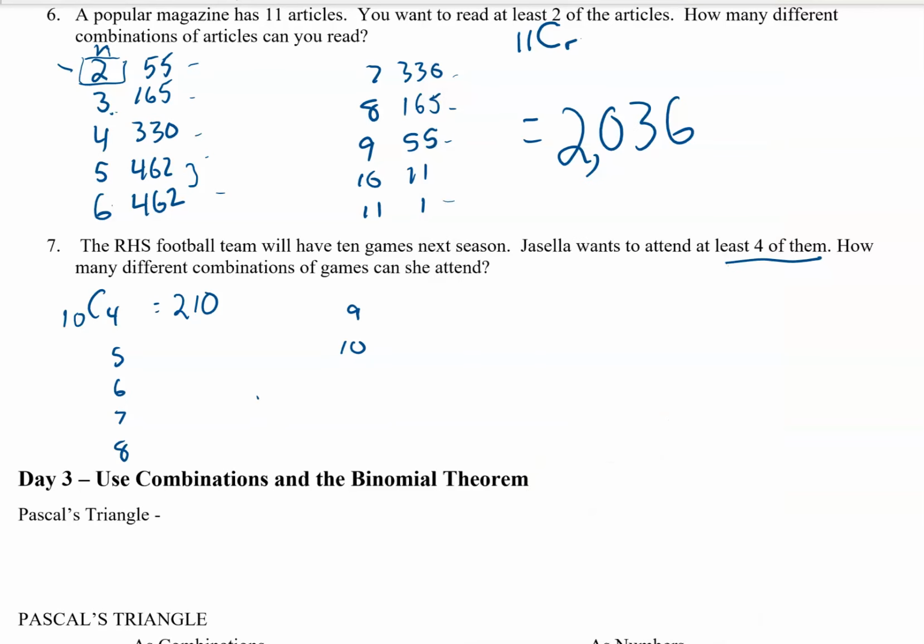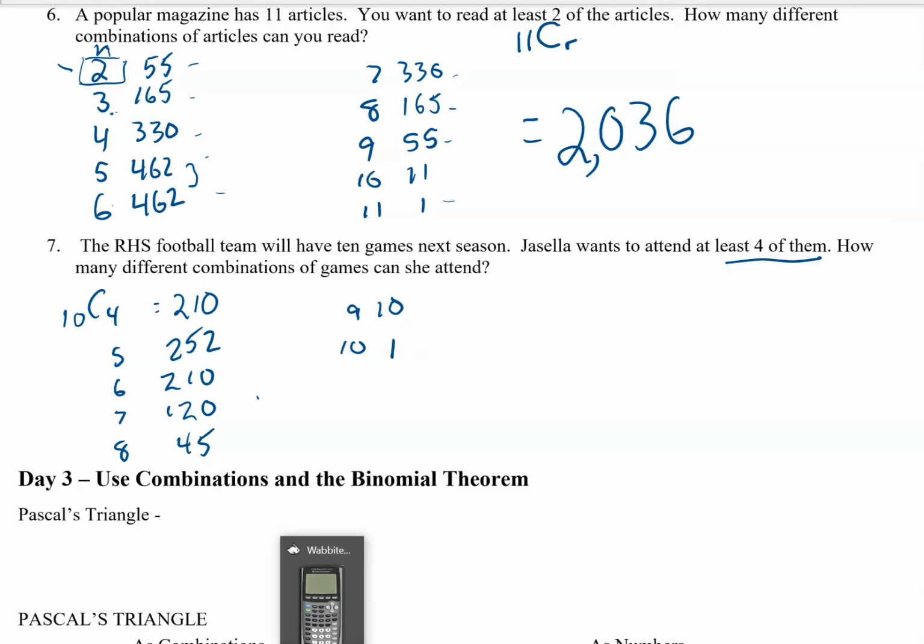So as we put these into our calculator, see that for 10 choose 5, we get 252. 10 choose 6 is 210. 10 choose 7 is 120. 10 choose 8 is 45. 10 choose 9, well, she's only missing 1, so there's 10 ways to do that. And 10 choose 10, only one way to attend all 10 games.